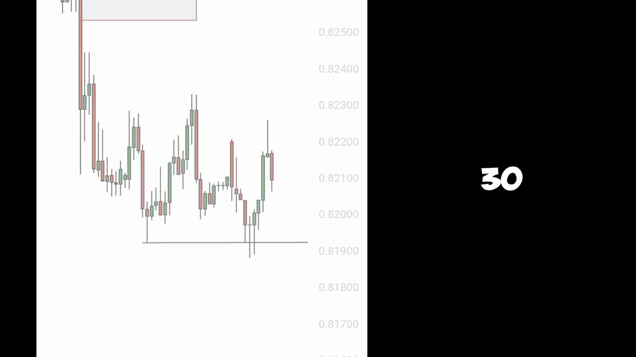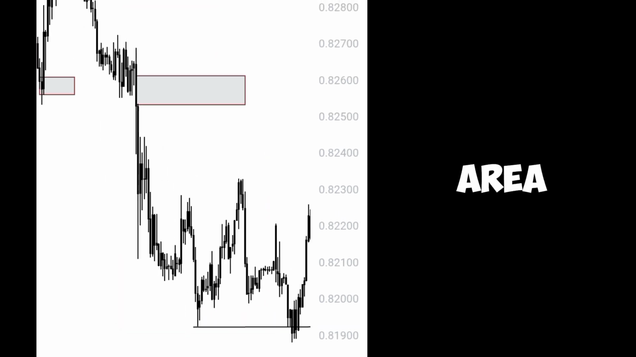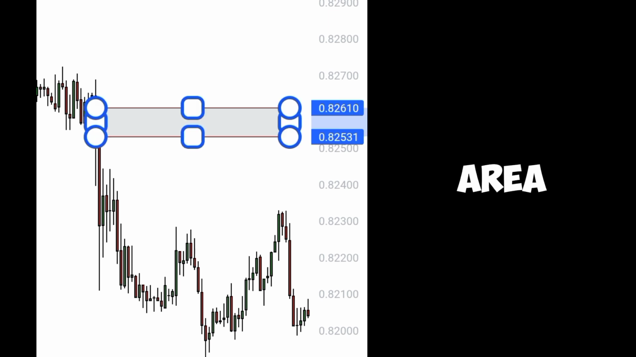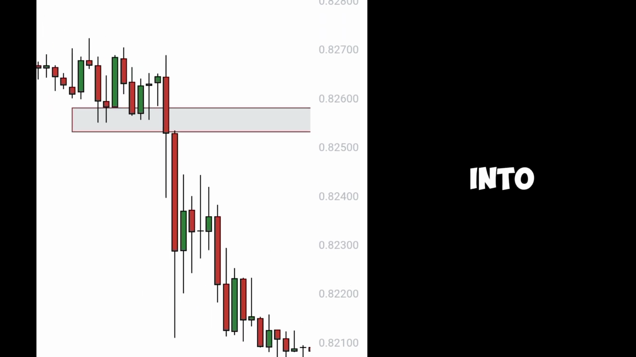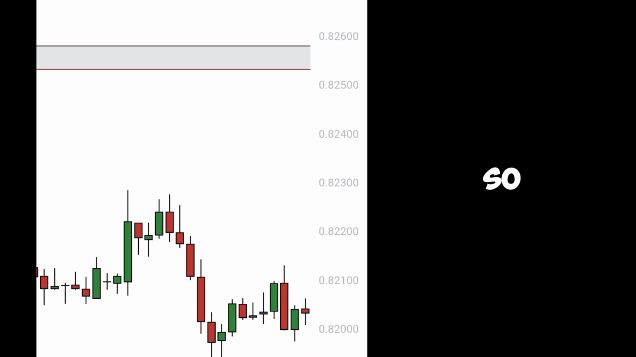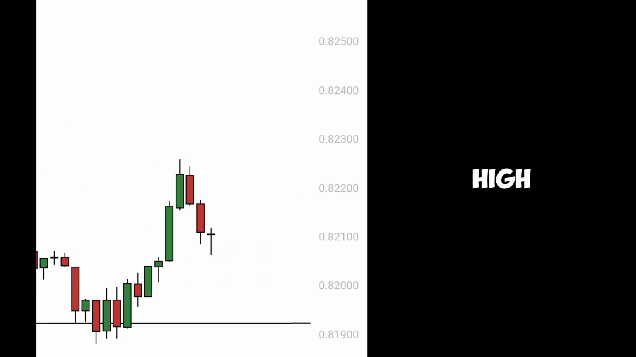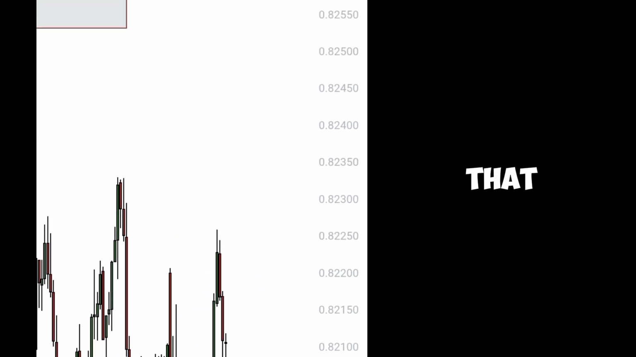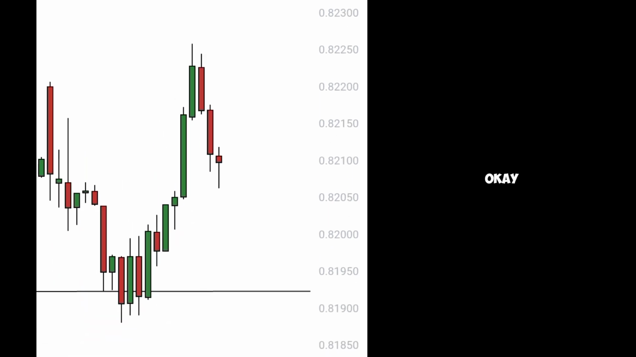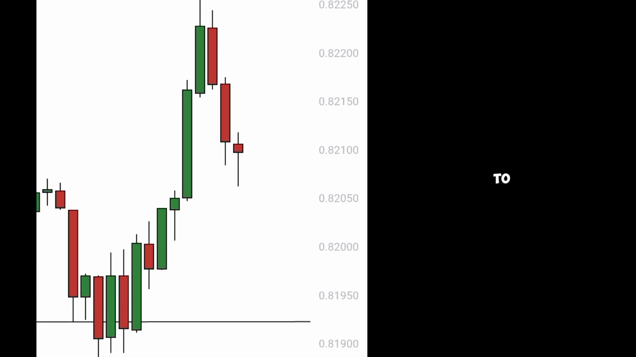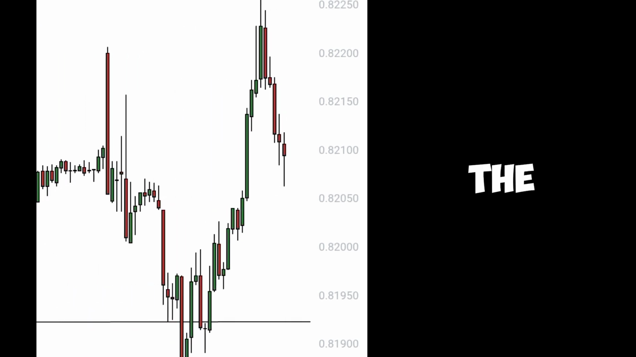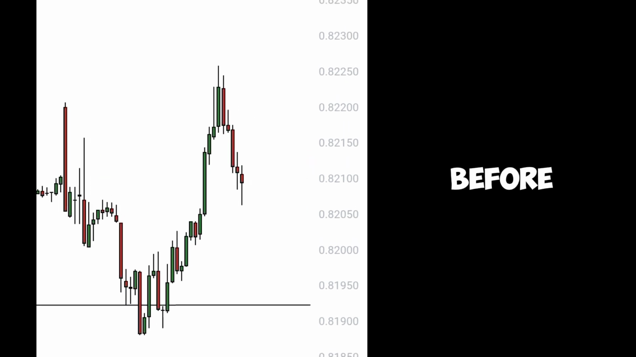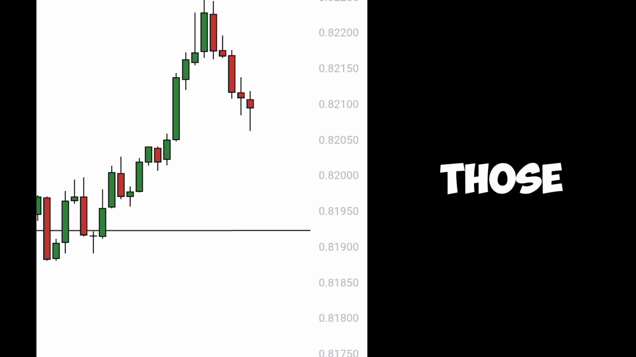From the 30-minute time frame, there's an area where the market has a tendency to go to. If you zoom into it, you see that area. So I want the market to push higher into that area. I'm looking for opportunities to go up, so I go to the 15-minute time frame. I want to find out where the market can get to before pushing higher, so I want to mark out those areas.